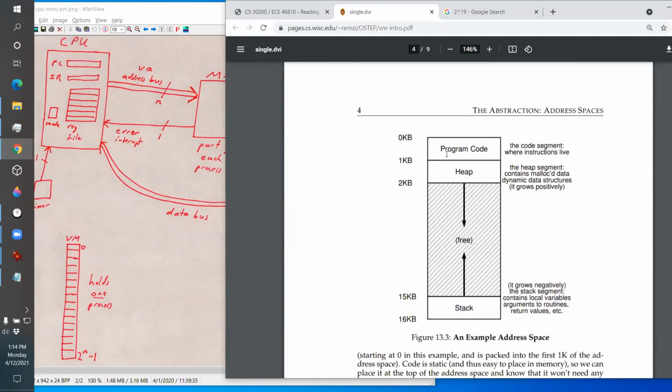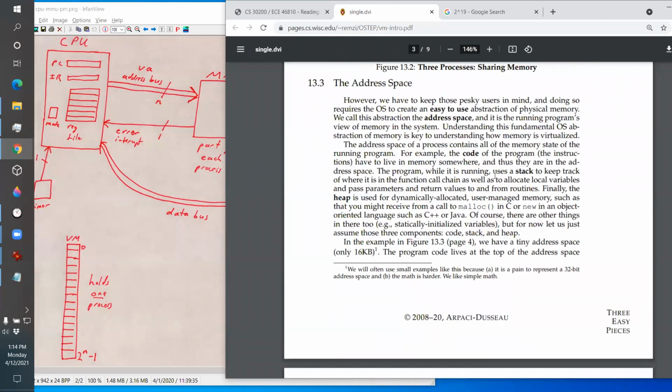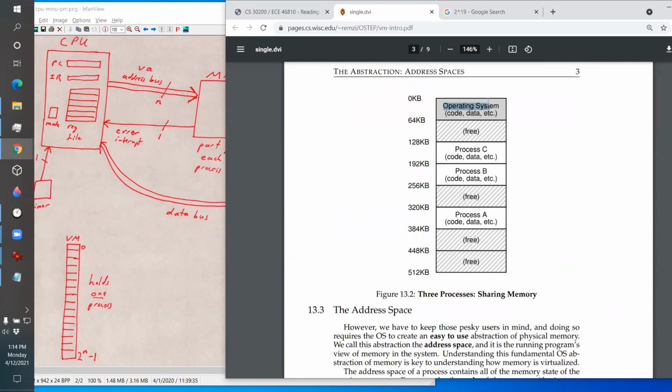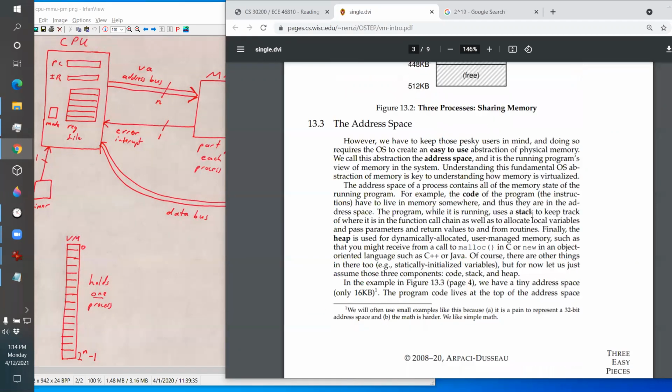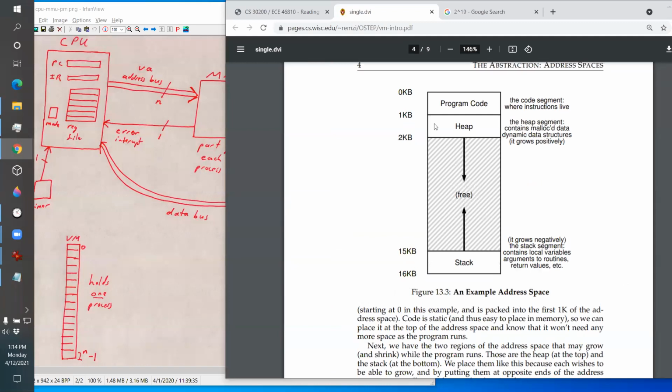Okay, these are the virtual addresses. At this 0, this is the code of a process. It's not the operating system code sitting at physical address 0. I think he should have put that this is sharing physical memory. These are physical memory addresses. This is virtual memory. These are virtual addresses. They're not real addresses.